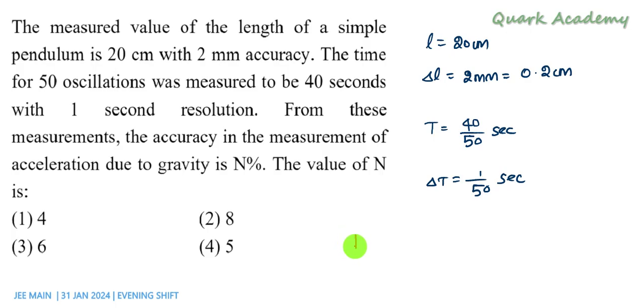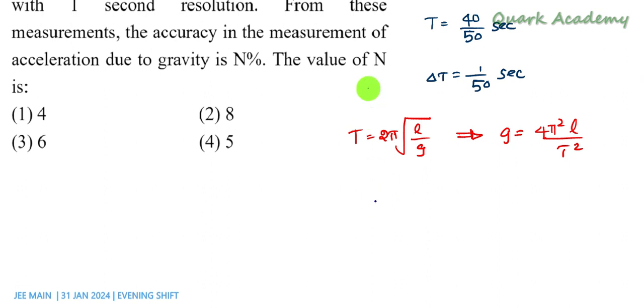So, time period of simple pendulum can be written as T equal to 2 pi under root L by g. From this, I can write g equal to, we can square both the sides and rearrange things. It will become 4 pi squared L by T squared. Now we can start with relative error.